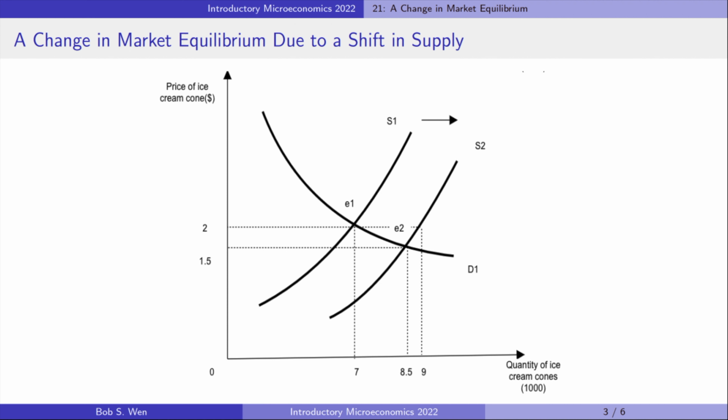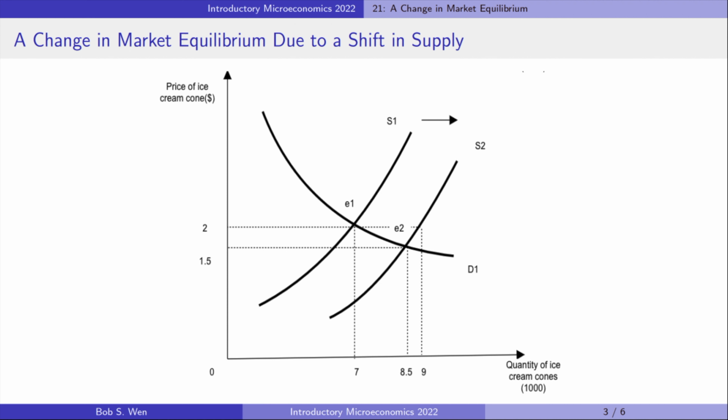Second, as we can see in the supply and demand diagram, at the original equilibrium price of $2, the consumers still want to buy 7,000 ice cream cones, but the suppliers are now willing to supply 9,000 ice cream cones at that price. There is a surplus of ice cream in the market.